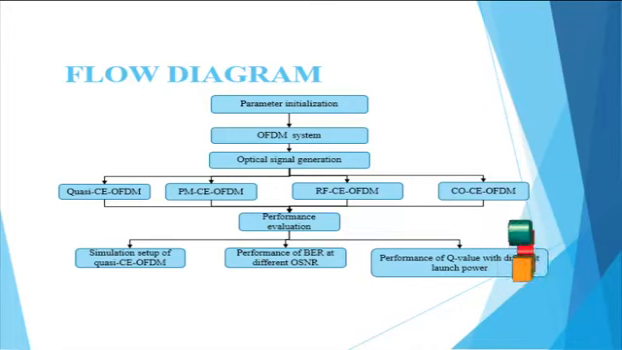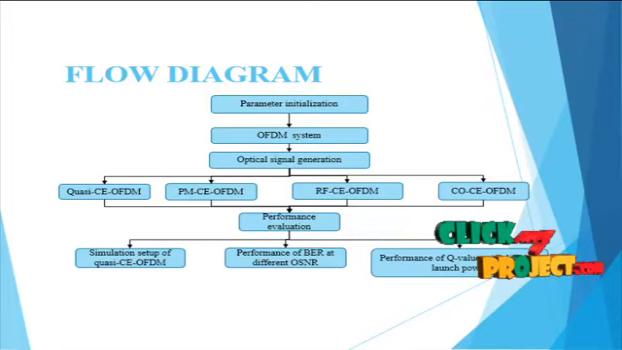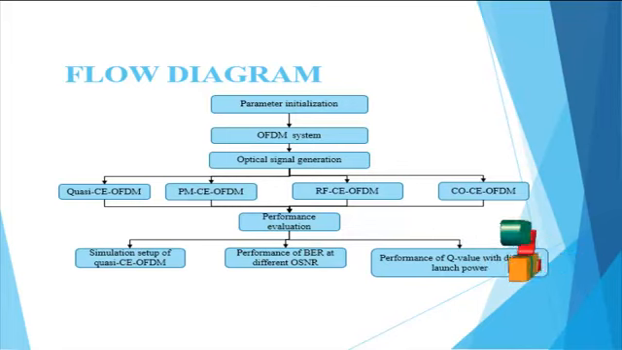Then the quasi-CE-OFDM, which is a quasi-constant envelope OFDM, is used in this project. In this, the IQ modulator, that is, the in-phase and quadrature modulator signals, are passed through this module and compared with PM-CE-OFDM, which is phase modulator constant envelope OFDM, RF-CE-OFDM, which is RF signal constant envelope OFDM, and CE-OFDM, coherent CE-OFDM. The quasi-CE-OFDM is compared with all these three OFDM, which gives a high spectrum efficiency in quasi-CE-OFDM.